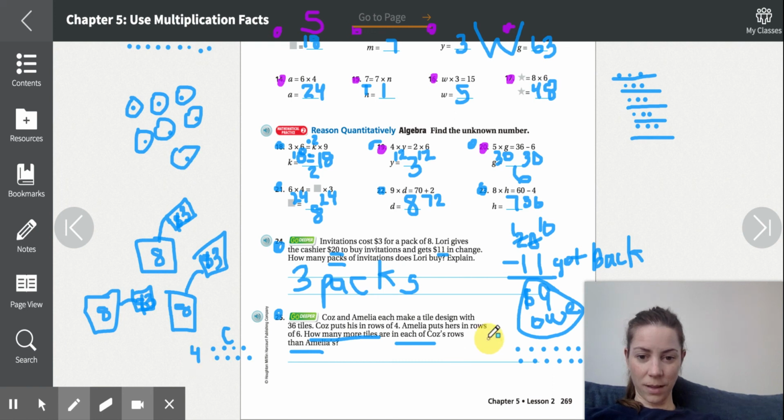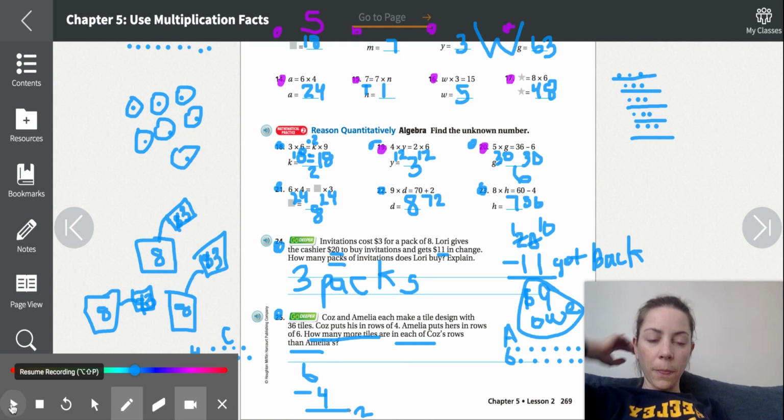This does not make sense. And here's Amelia's. I would disagree with the way that they question this because Kaz doesn't have more in each of his rows. He has 4 in each of his, and Amelia has 6 in each of hers. So if we were to solve that, 6 minus 4 equals 2, but Amelia has 2 more, not Kaz. Let me think about this for a second.